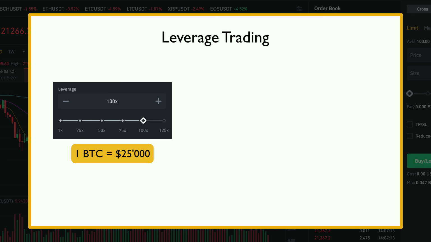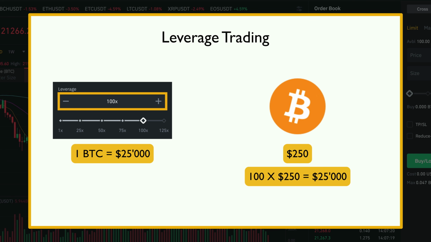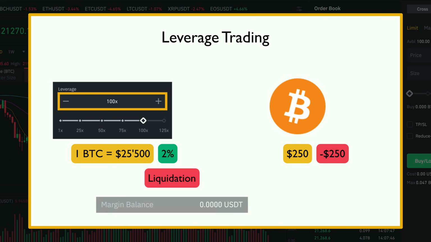If we want to go totally crazy and choose a 100x leverage, we would only need to pay $250 for a future of 1 Bitcoin. If then our Bitcoin future goes up just 1%, we have already doubled our $250 investment. So you can see why using a high amount of leverage can seem quite attractive. However, on the other side, if Bitcoin goes down just 0.6%, we'd get liquidated and lose our entire $250 investment. So at that point, even if the future goes back up, we are already liquidated, which means we can't make any profits even when the price increases again.